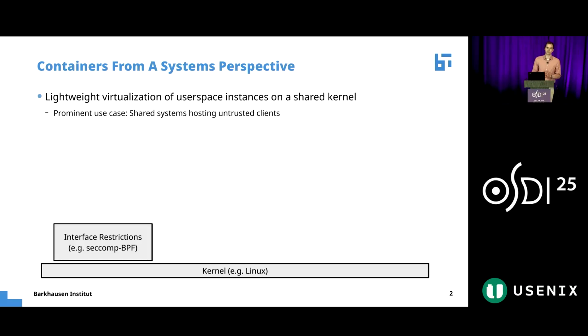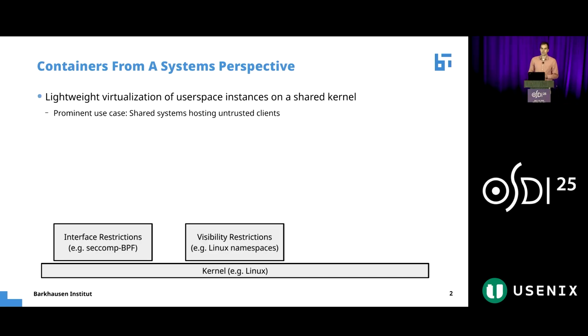First, we have interface restrictions. Interface restrictions are required because processes on monolithic systems are able to exercise ambient authority, which means that, for instance, applications can access system calls that they do not need in order to execute their code in the first place. And interface restrictions try to reduce the attack surface that a kernel exposes by narrowing the set of interfaces or system calls available to a container to only the system calls that it actually needs.